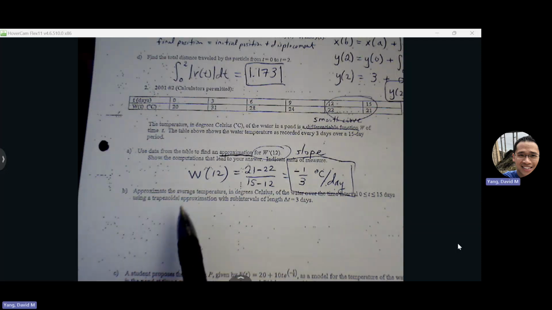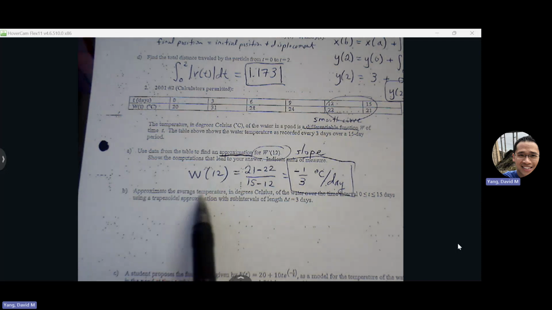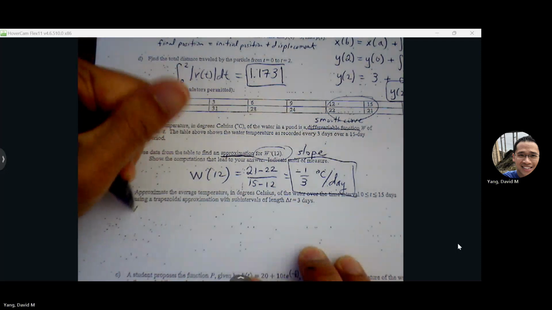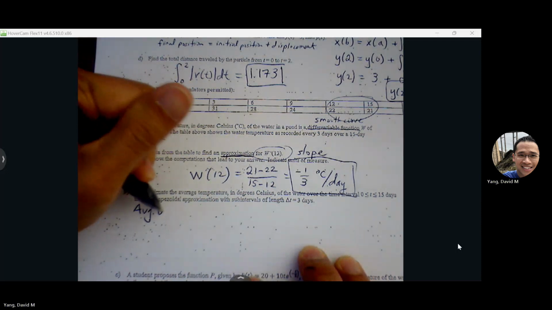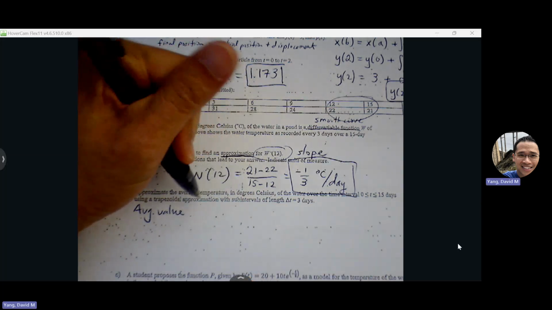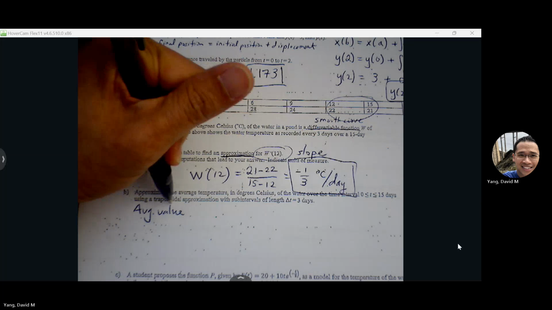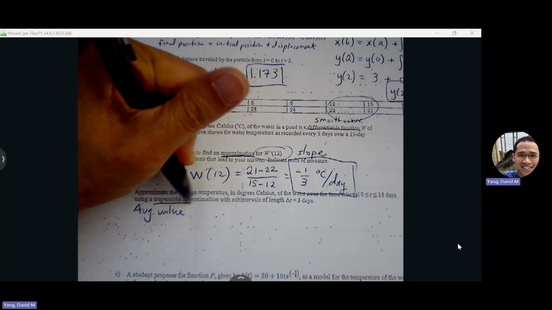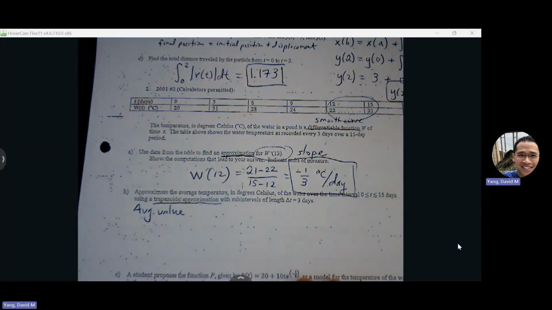Okay, part B, approximate the average temperature. So we want to use the average value theorem here. But we're still under approximation, so we're using non-calculator features here. They're asking us to do a trapezoid approximation.